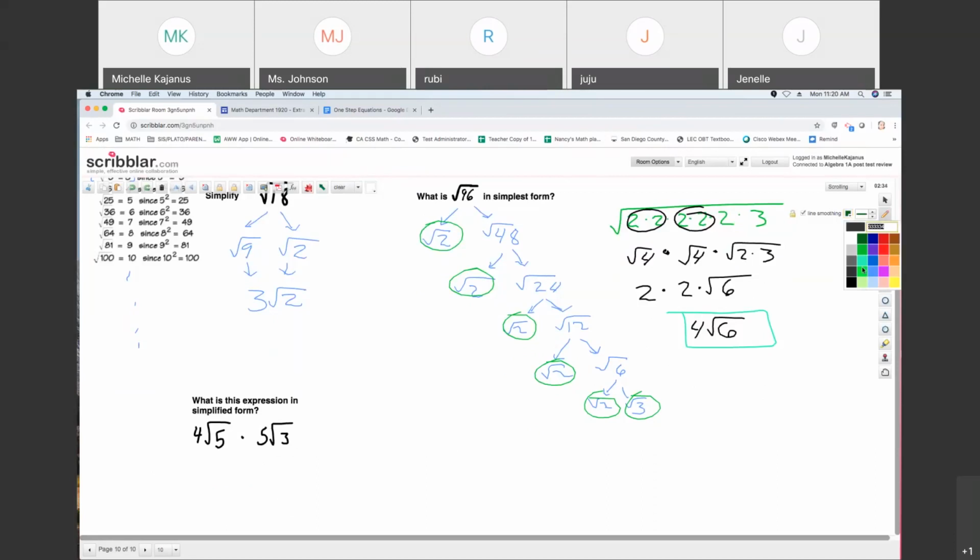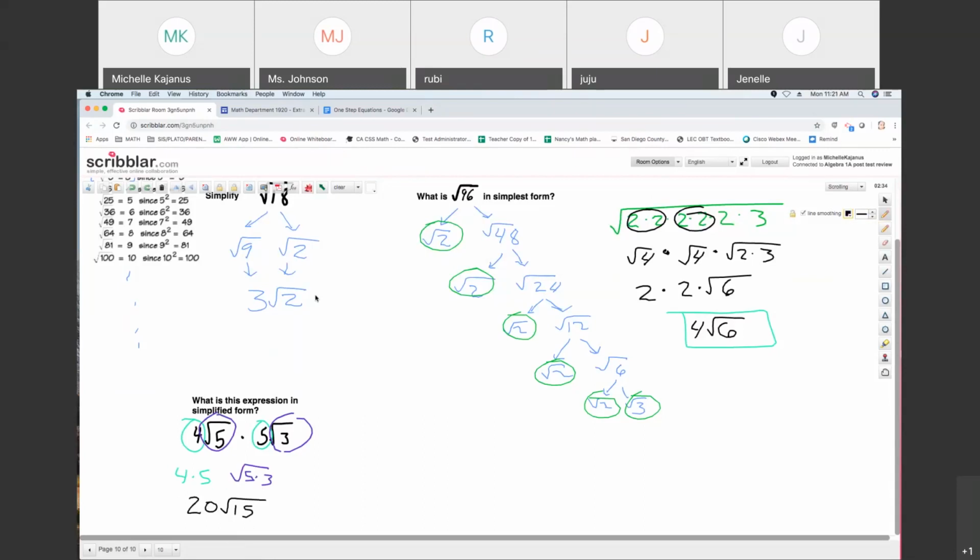All you have to do is multiply the numbers that are outside of the radical, 4 times 5. And then you're going to multiply everything that's inside the radical, so inside the square root, 5 times 3. 4 times 5 is 20. Then the square root of 5 times 3 is 15. You can't actually simplify it anymore, so you're done.